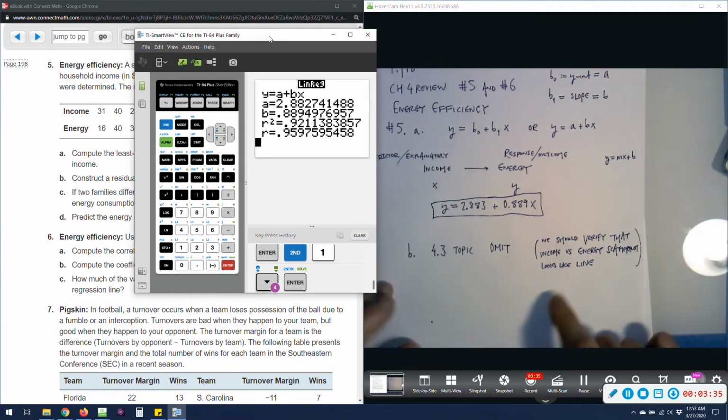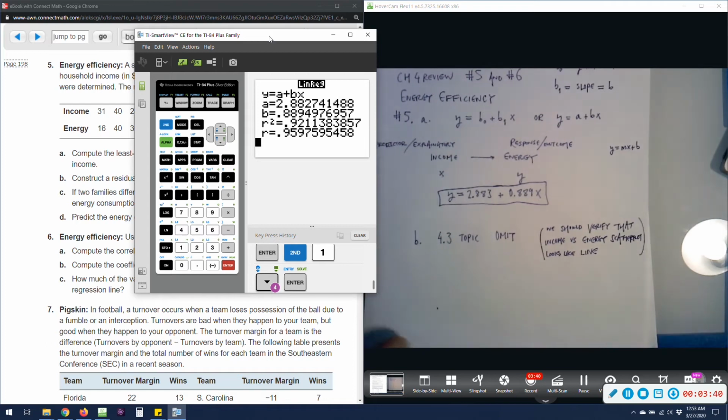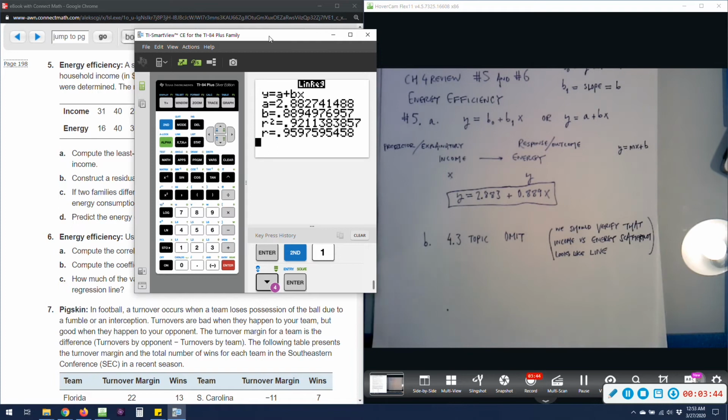Okay, so it looks like a line or is close to a line. And that's what this section in chapter 4 is really good at. Remember our topics here on this little post-it note cheat sheet.